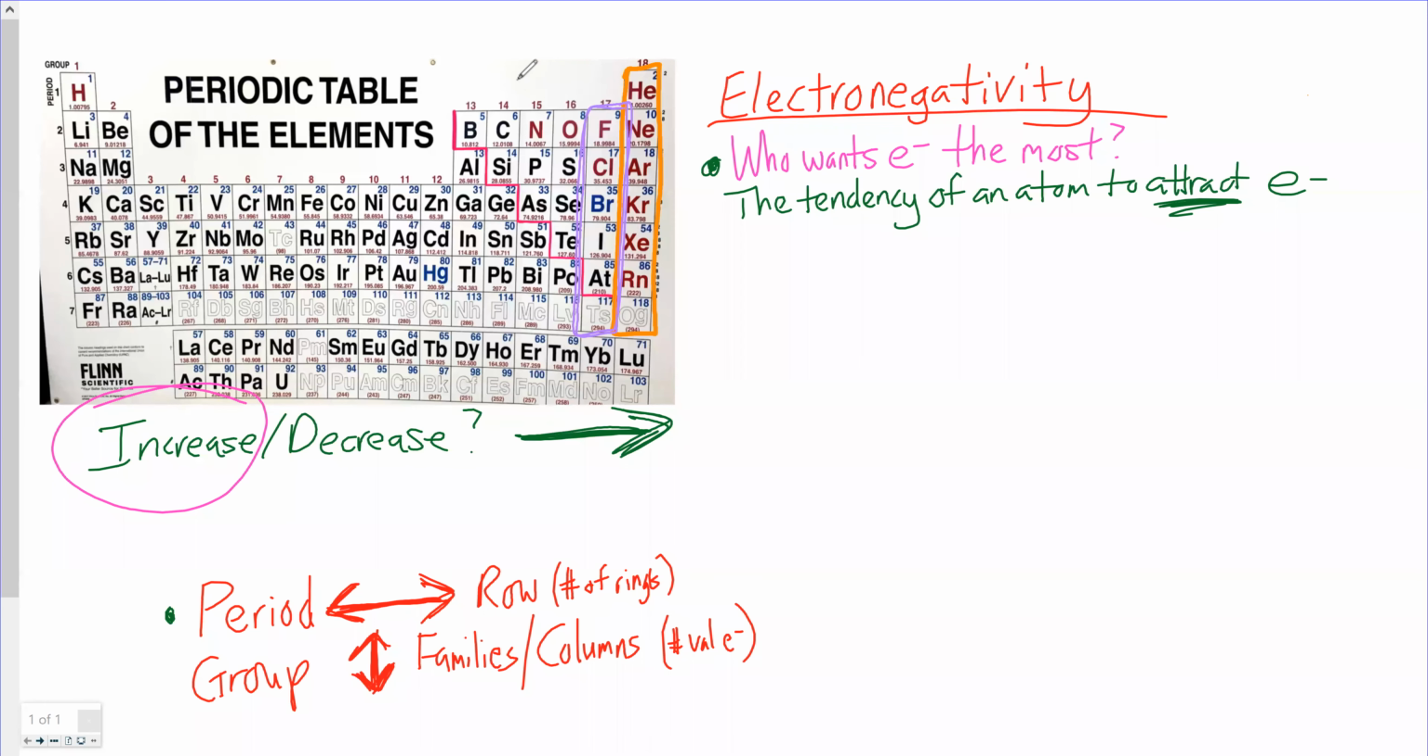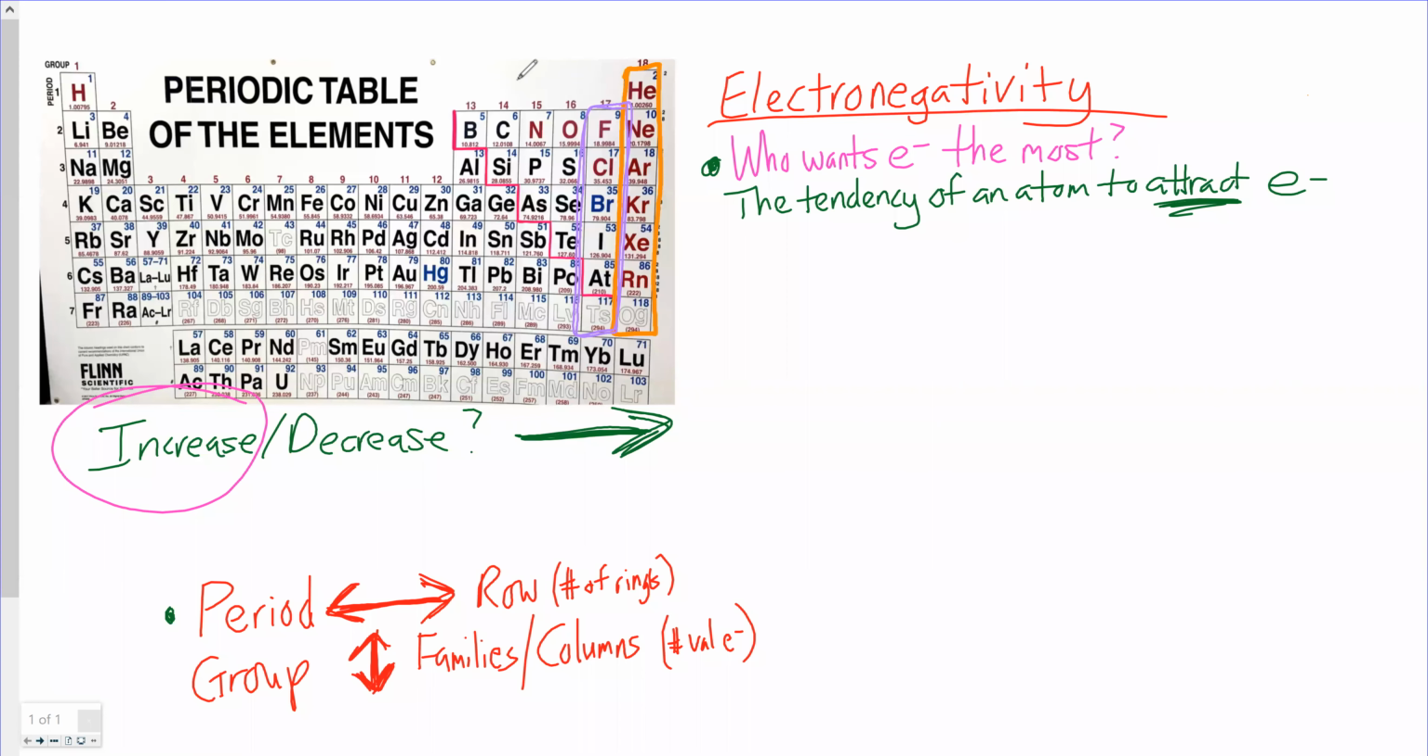Okay. So the halogens, okay, as you go to the right and you get closer to the halogen family, you will increase in electronegativity. All right. Now here's the hard one. Now we got to think about it within a group.